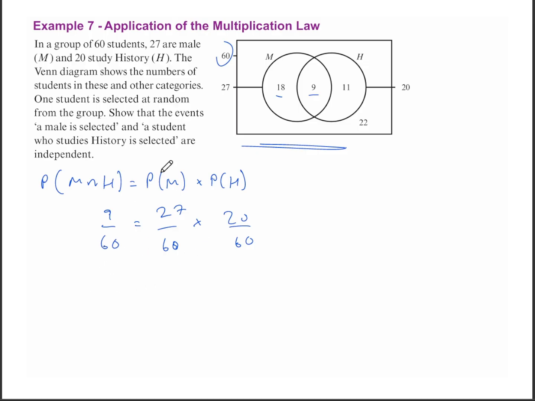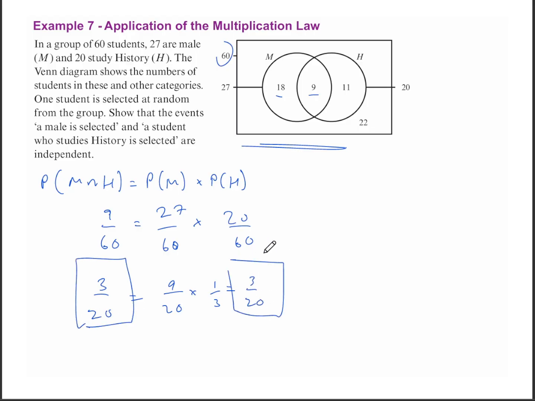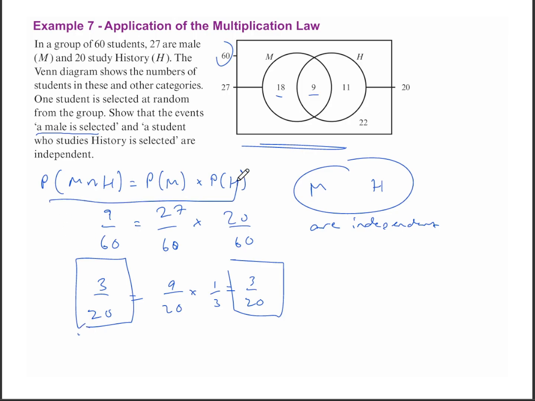What we do get on the left after simplifying is 3 over 20. And what we do get on the right is 9 over 20 multiplied by 1 over 3, which actually is just 3 over 20. And because these two are equal to one another, we get that these two events, that a male is selected, so the event M, and the other event that a student who studies history is selected, so the event H, are independent, because that condition was fulfilled, this condition right here.